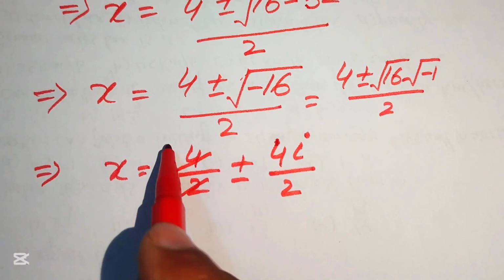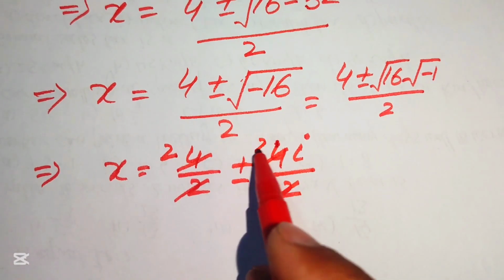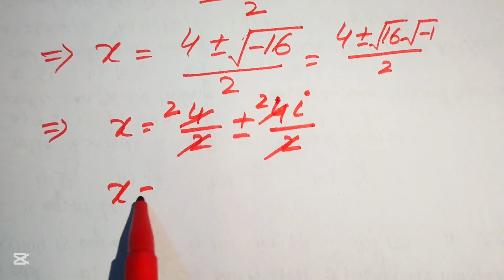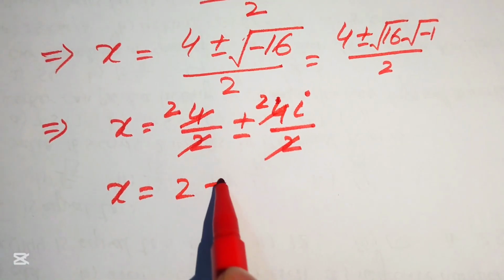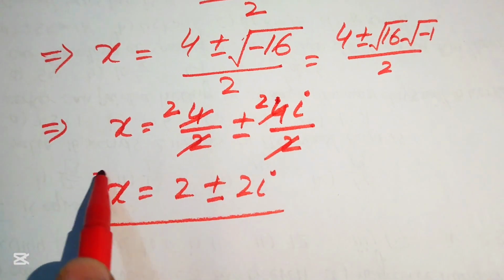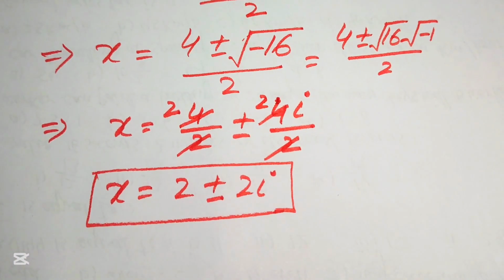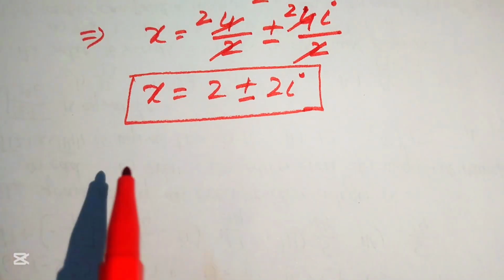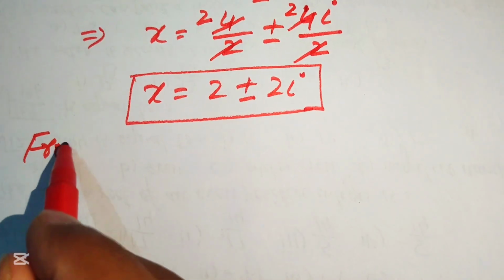So after cancellation, 2 times of 2 is 4, 2 times of 2 is 4. After cancellation we have the two complex roots of the given equation: 2 plus minus 2 iota. So these are the first two complex roots of the given equation. And now in order to find the other two complex roots, we need to focus on equation number 2.